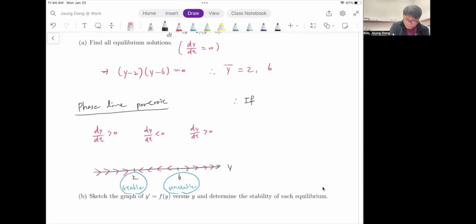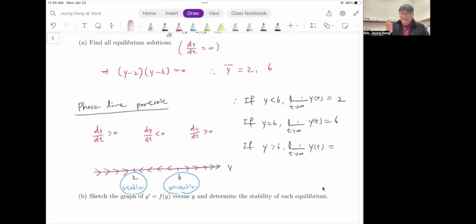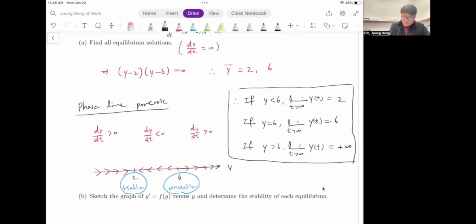Therefore, if your y value is less than 6, the limit as t goes to infinity of your solution curve is the equilibrium solution 2, the horizontal line. And what about at 6? We have talked about every single point of y. When y equals 6, that is an equilibrium solution, which means dy/dt is equal to 0, so there is no change. The rate of change equals 0. It is always 6. Then what about any y value which is bigger than 6? Whenever your y value is bigger than 6, it tends to go up. So your solution for the case y bigger than 6 is plus infinity. Does it make sense? These are the analysis of the solution from the phase line.